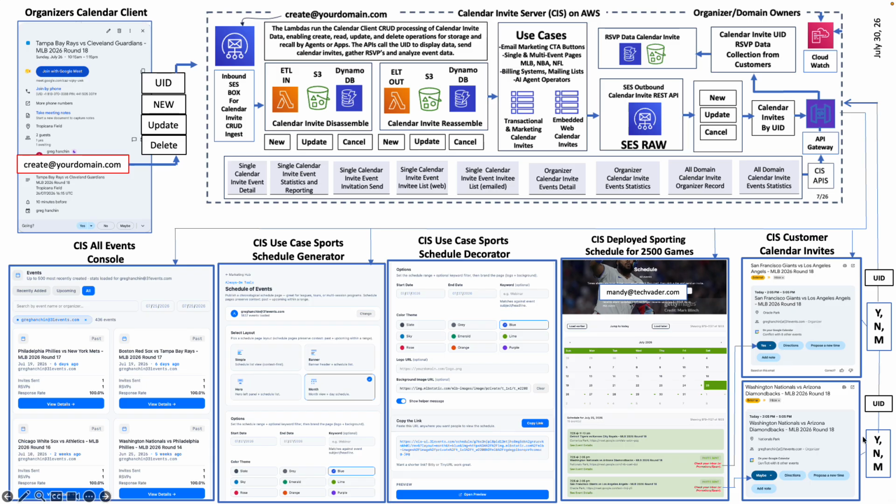That data here at the bottom is collected on a per UID basis. And that data is sent back to the API gateway, in which you're following this arrow. We collect the UID on a per customer basis, and it's stored here for RSVP analytics to be seen in the all events console itself.